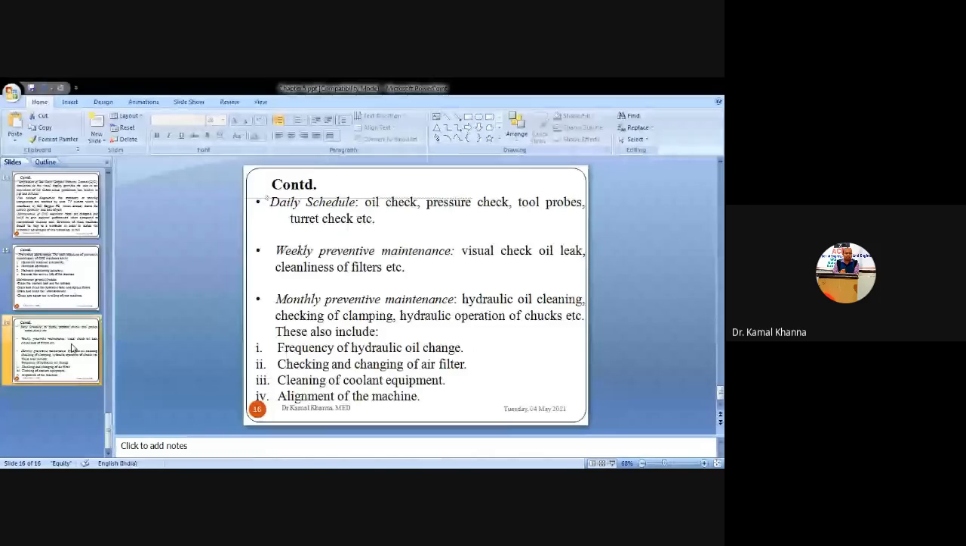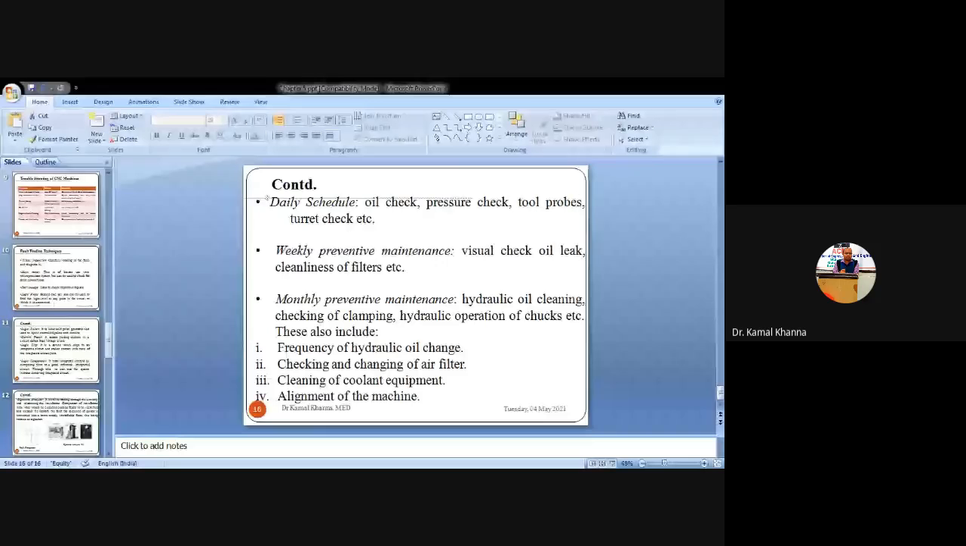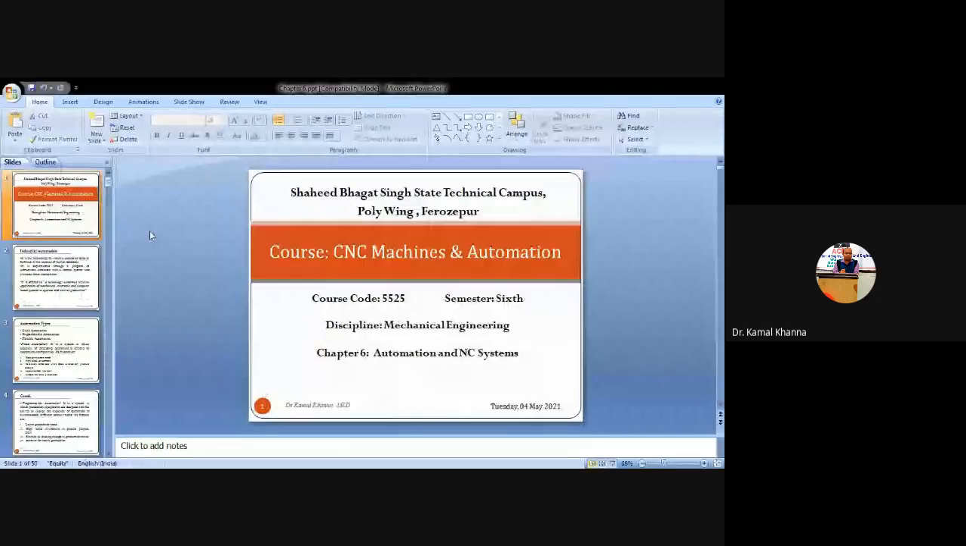Next we are starting with the important chapter of our syllabus, called automation and the NC machine, which is the second last chapter.